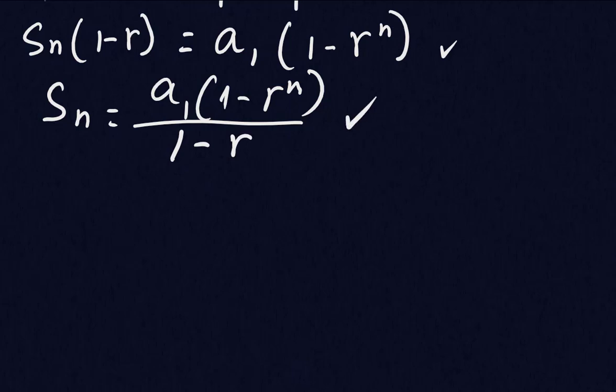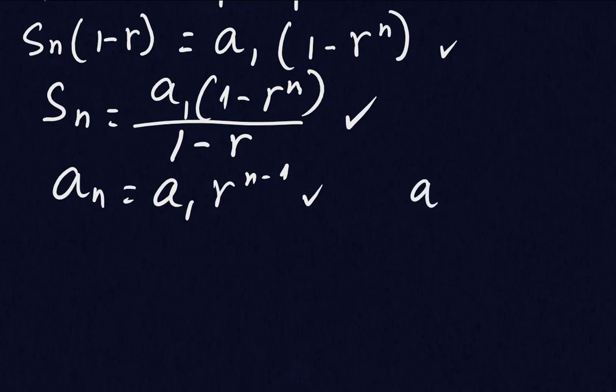So we combine that with what we found earlier, that An was equal to A1 times R to the power of n minus 1. In our situation here, they gave us A5 is equal to 48, the fifth term, and the common ratio R is equal to 2, and we are going to find the other terms.